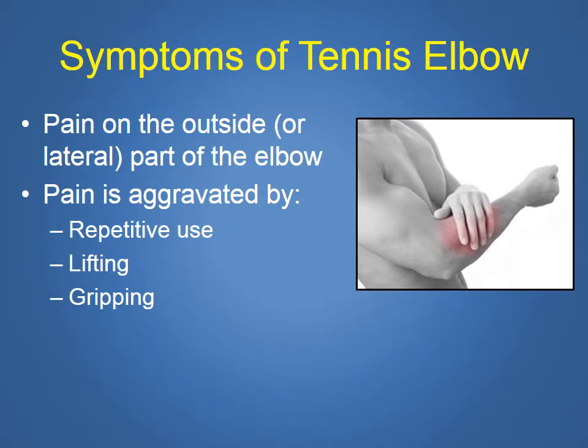Tennis elbow typically results in pain on the outer aspect of the elbow and forearm, as shown in the red area in this picture on the right. The pain is typically aggravated by repetitive use, lifting, and gripping activities. Frequently, patients report difficulty with activities such as handshakes, turning doorknobs, or unscrewing jars.